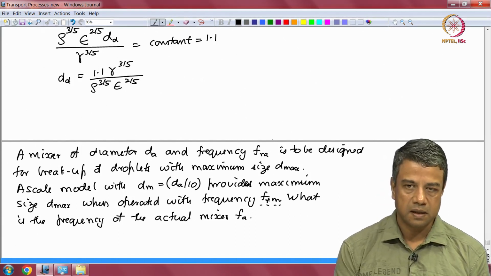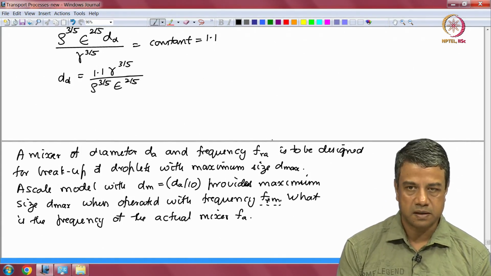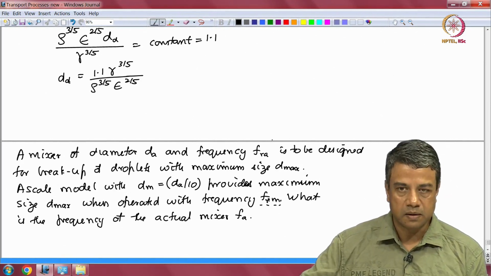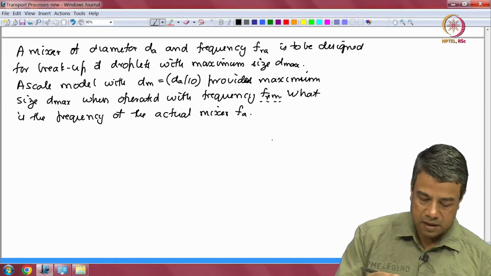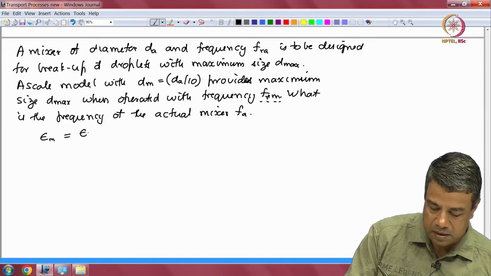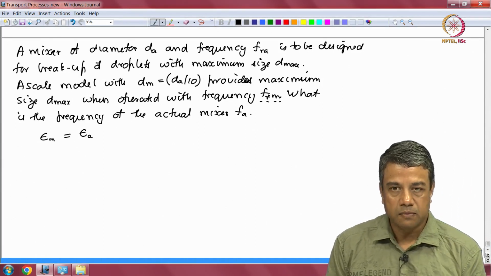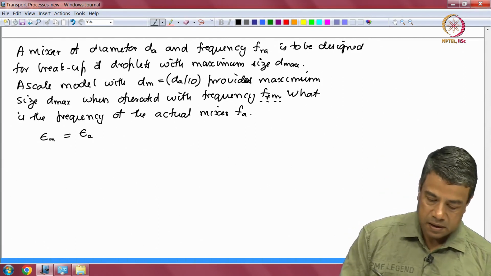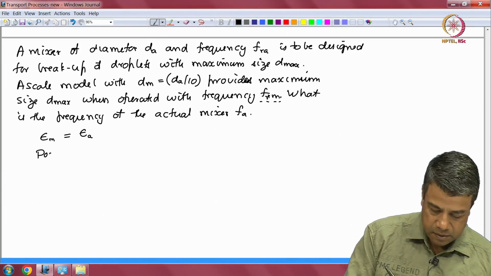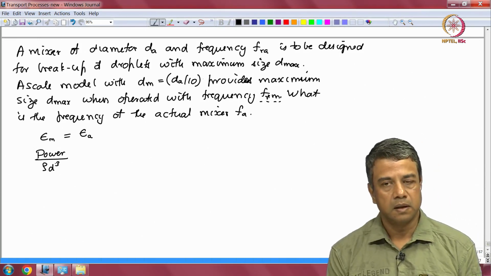Between the scale reactor and the actual reactor, let us say that we use the same fluid, the same mixture with the same surface tension, then rho and gamma are the same between the two reactors. What that means is that the energy dissipation rate per unit mass in the model reactor has to be the energy dissipation rate per unit mass in the actual reactor. What is the energy dissipation rate? That is equal to the power by rho d cubed.